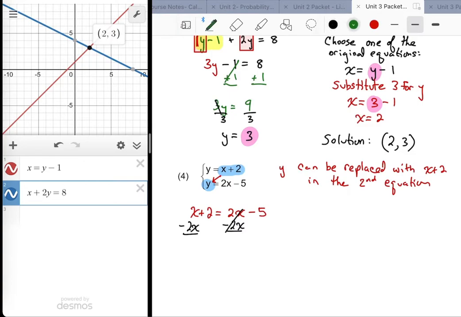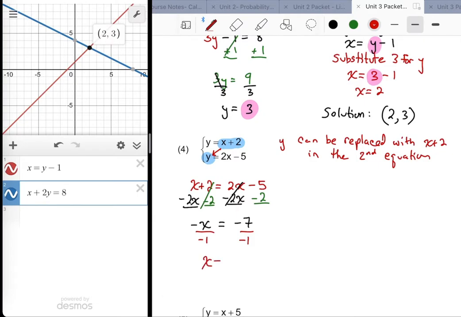I'm going to use another property of equality. I'm going to subtract off 2. That's going to give me a negative 1x, or just negative x, is equal to negative 7. Which makes it pretty clear that x is going to be equal to 7, but if not, you just divide both sides by negative 1. So we get x is equal to 7.